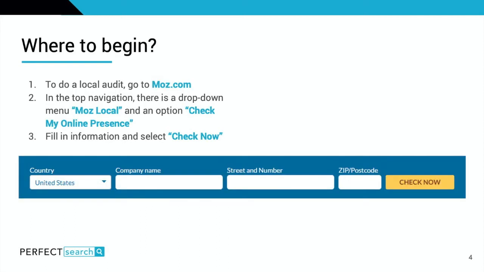So where do we begin? It's actually a pretty simple process to get this started. We just go to Moz, and in the top navigation there's Moz Local, and then you can check my online presence. Fill out the information here. Really you need the company name, the street and number, and the zip or postcode. The company name doesn't need to be the full thing, but if we're looking for Perfect Search, it needs to be Perfect Search Media, not just Perfect Search.